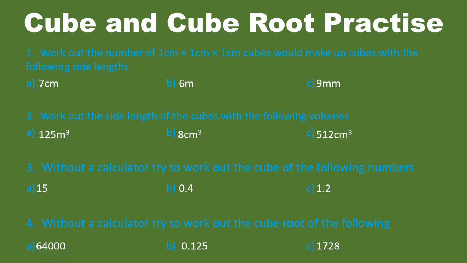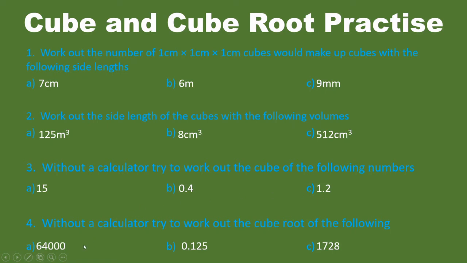For question 2, I want you to work out the side lengths of cubes with the following volumes. So this is the opposite. You need to find the length, width, and height, which are all the same number, which multiply together to give this volume. So cube root. For question 3, without a calculator, try to work out the cubes of the following numbers. Now 15 cubed would be quite big. 0.4 cubed and 1.2 cubed, these are decimal numbers. It might be easier to work with fractions.